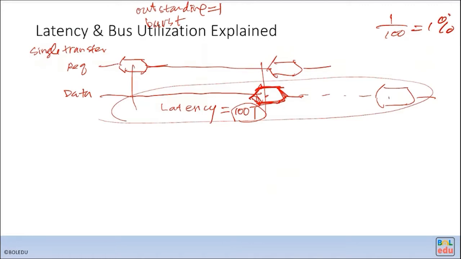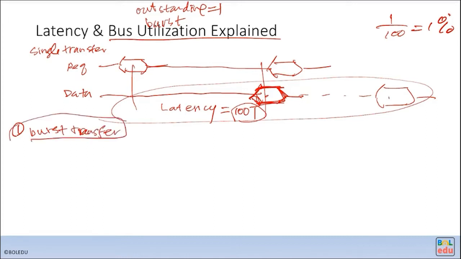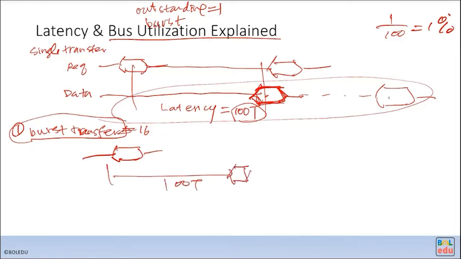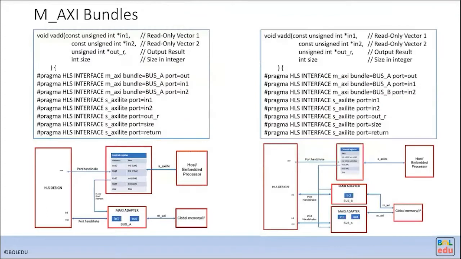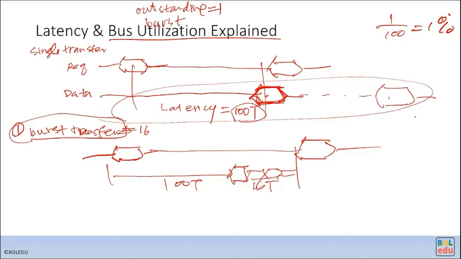So how can you improve the bus utilization? First, you want to use burst transfer. But burst transfer has a limitation. Maybe you set the burst to 16. In that case, it takes 100 cycles to get the first data, and then the data transfers for 16 cycles, and then you have another request. So in this case, what is the bus utilization? That means 16 over 100 plus 16. That's your bus utilization.